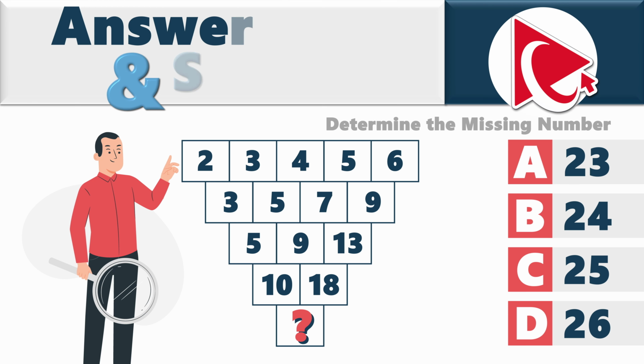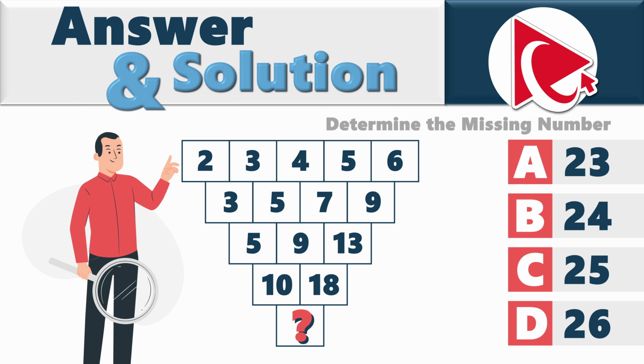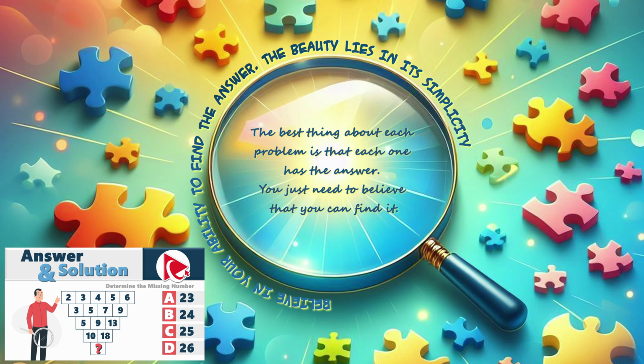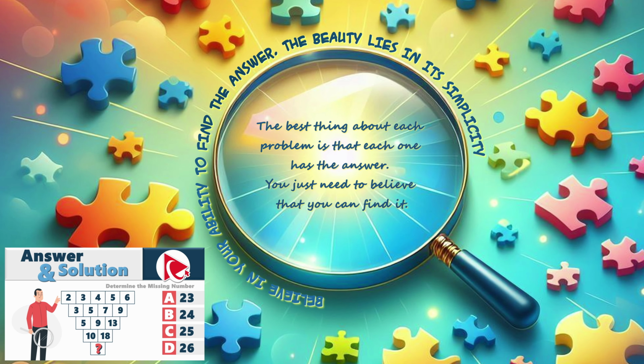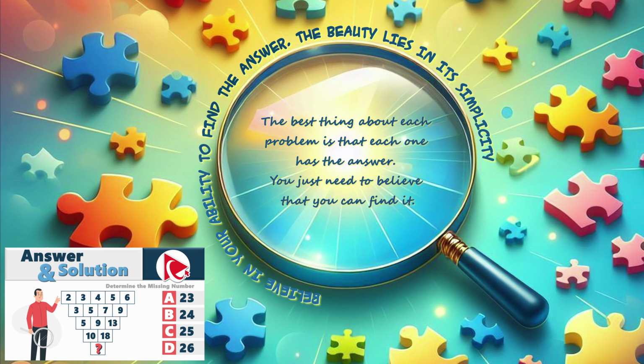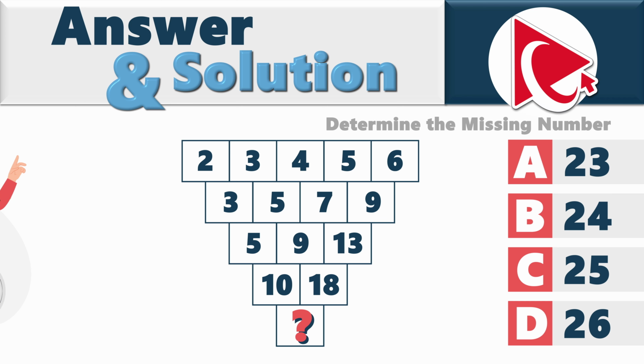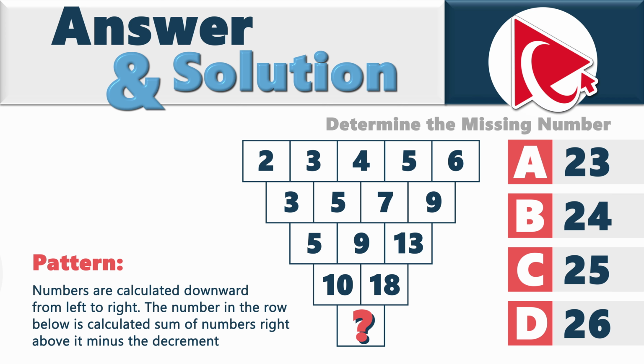Well, the best thing about each problem is that each one has the answer. You just need to believe that you can find it. And I hope you would agree that the beauty of this particular answer is in its simplicity. To recognize the answer, you need to determine the pattern. And the pattern here is that numbers are calculated downward from left to right. The number in the row below is calculated as the sum of the numbers right above it minus the decrement.